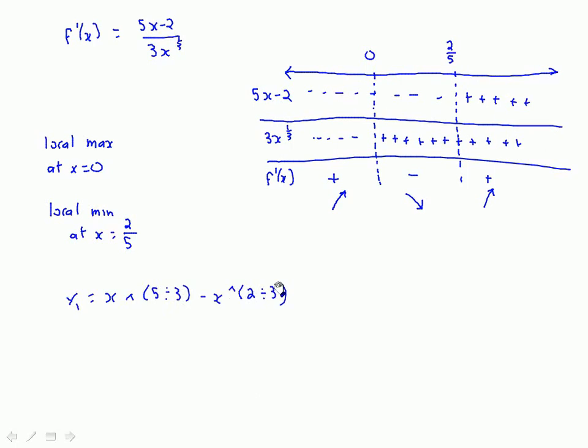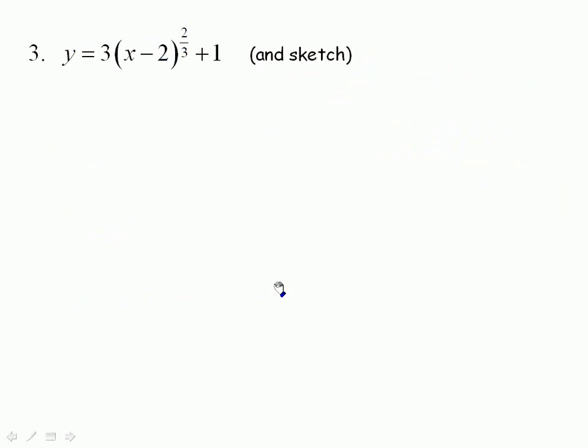Now the next one, we're actually going to sketch this one. So y is equal to (3x minus 2) to the 2/3, plus 1. So we do the same thing that we have always been doing, and we note first off that the domain, there are no restrictions on it. Once again, we've got the cube root, and that's okay. We can take the cube root of any number we want.